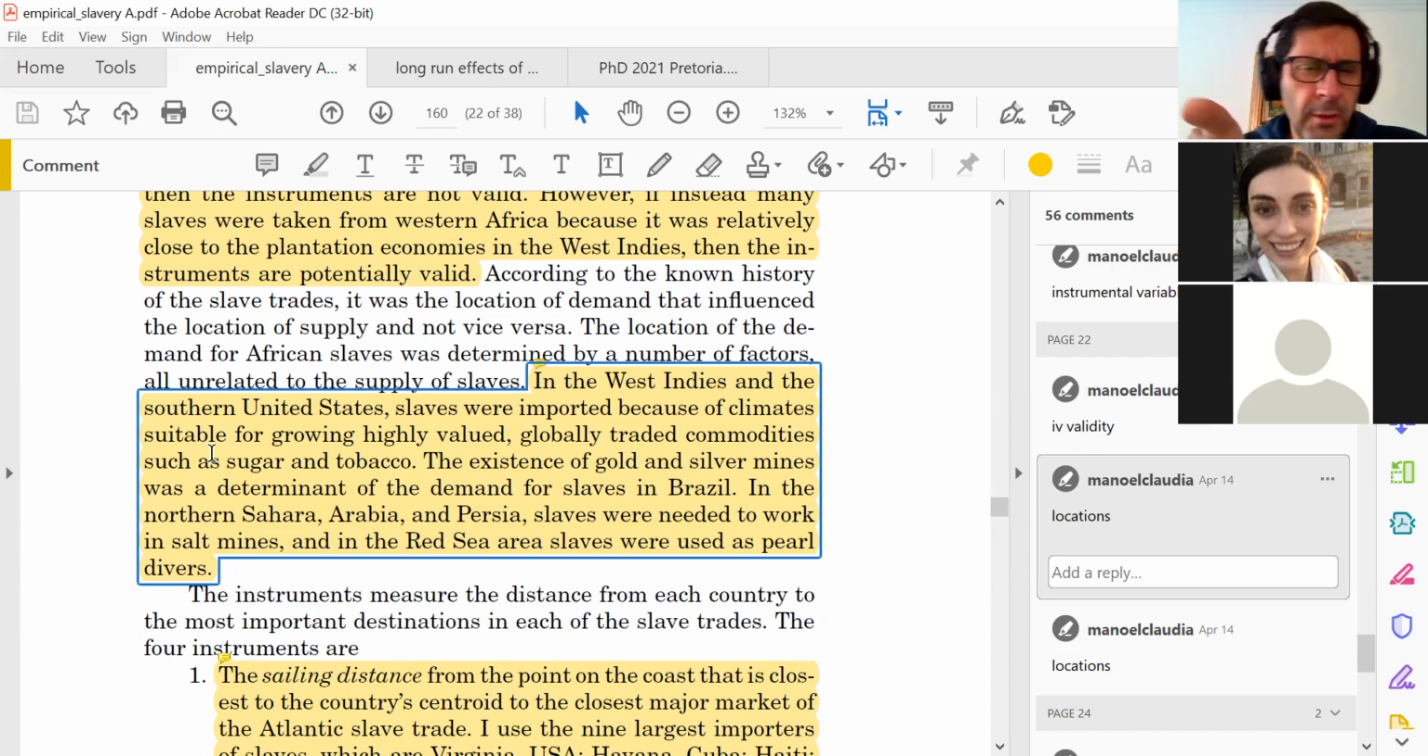And also sugar, right? The first economic cycle in Brazil was sugar in the Northeast. In the Northern Sahara, Arabia, and Persia, slaves were needed to work in salt mines, and in the Red Sea, slaves were used as pearl divers.